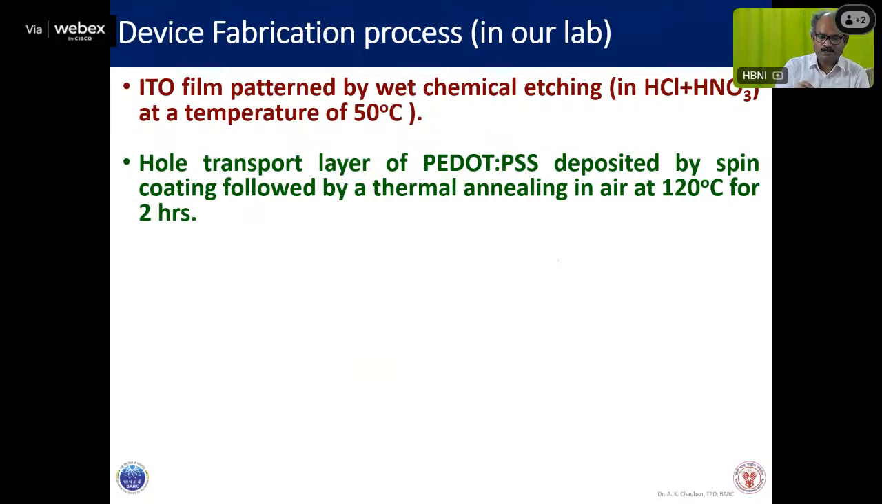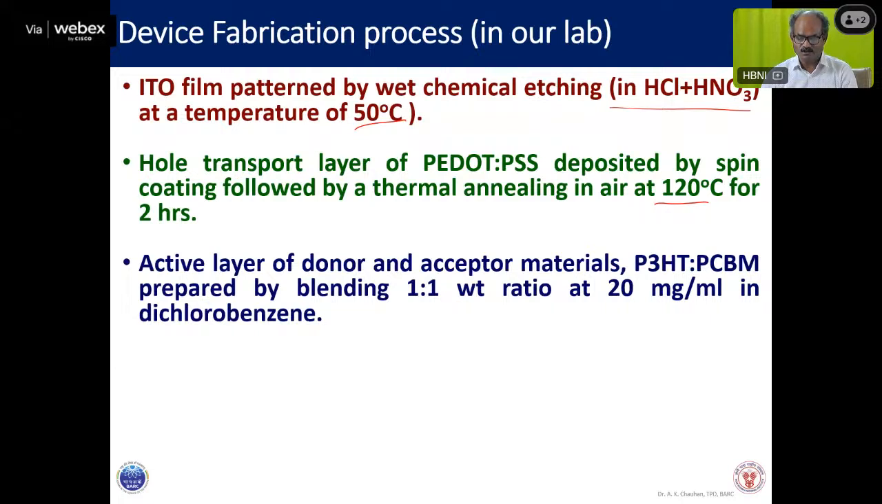So you just pattern it using a simple acid treatment at 50 degrees centigrade. Then the hole transport layer of PEDOT:PSS is deposited by spin coating. After spin coating, because PEDOT:PSS has a little bit of moisture, it is annealed at 120 degrees centigrade for about 2 to 3 hours.